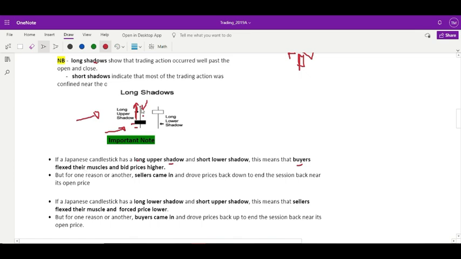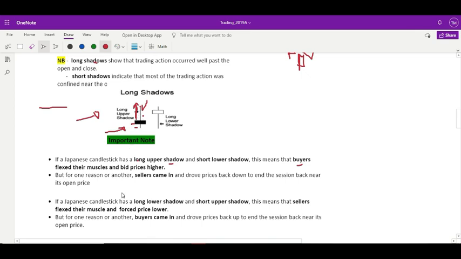We've explained about bid price. For one reason or another, sellers come in. We don't know, but maybe there is a resistance line here, a liquid position. So at the end of the day, buyers end up pushing that highest price down, and it closes at this closing price. So generally we are saying they flexed their muscle.